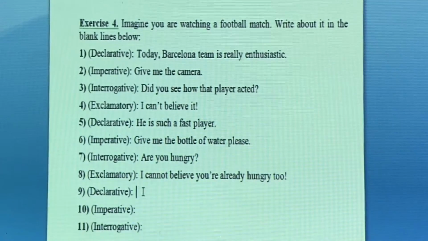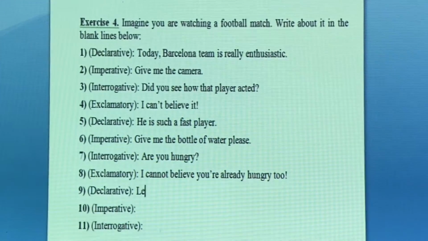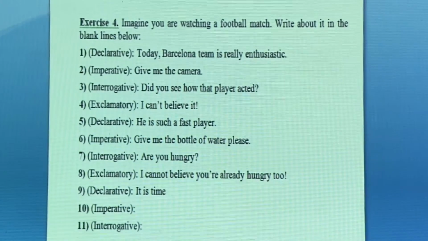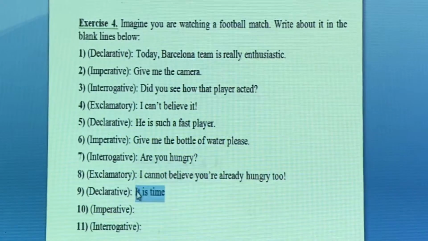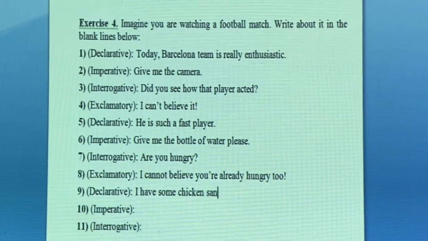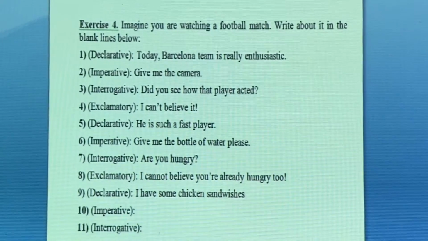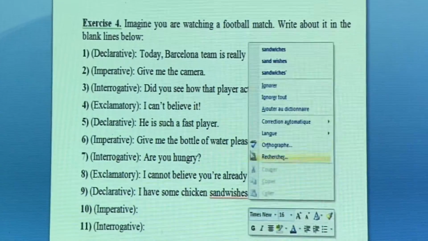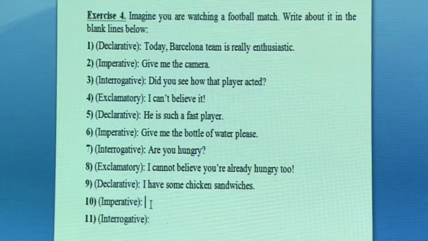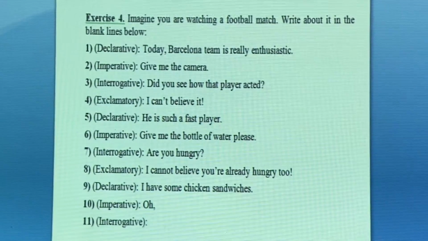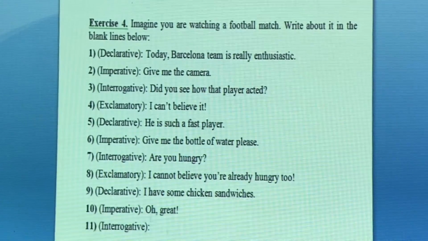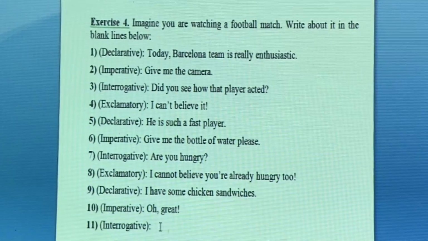Declarative. So your friend would say, let us, it is time. Or you can say, for instance, I have some chicken sandwiches. I have some chicken sandwiches. Yes, with C. I have some chicken sandwiches. The imperative. Oh, great. Oh, great. You like chicken sandwiches. Interrogative. Would you like an apple?